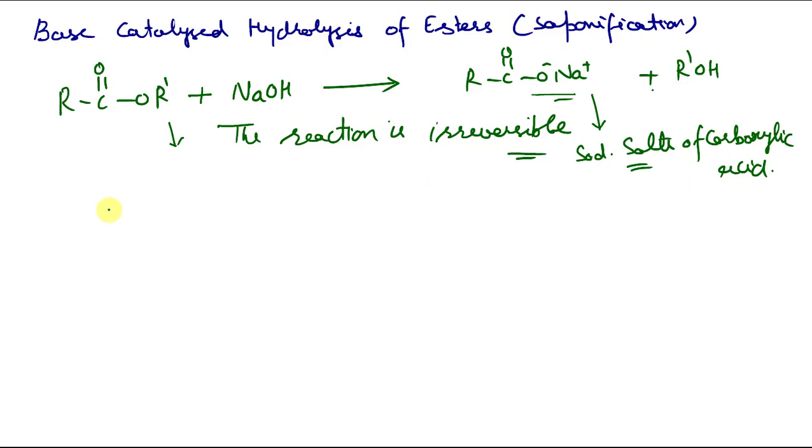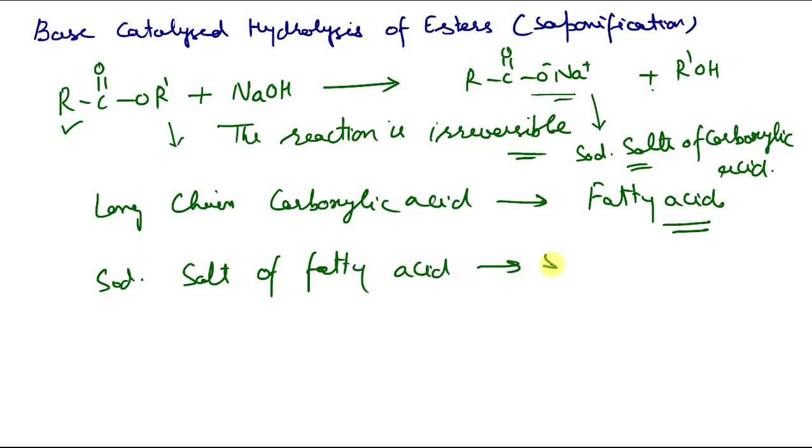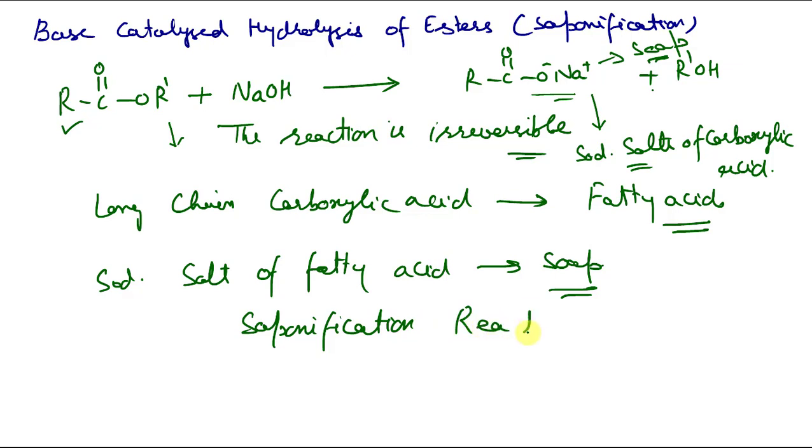and if we have a long chain carboxylic acid, here I will show you an example later. If we have a long chain carboxylic acid, then it is called a fatty acid. Long chain carboxylic acid is called fatty acid, and the sodium salt of a fatty acid, that is soap. They act as soap. That is why this is called a saponification reaction. Now I have to give you one reason why this reaction is not reversible.